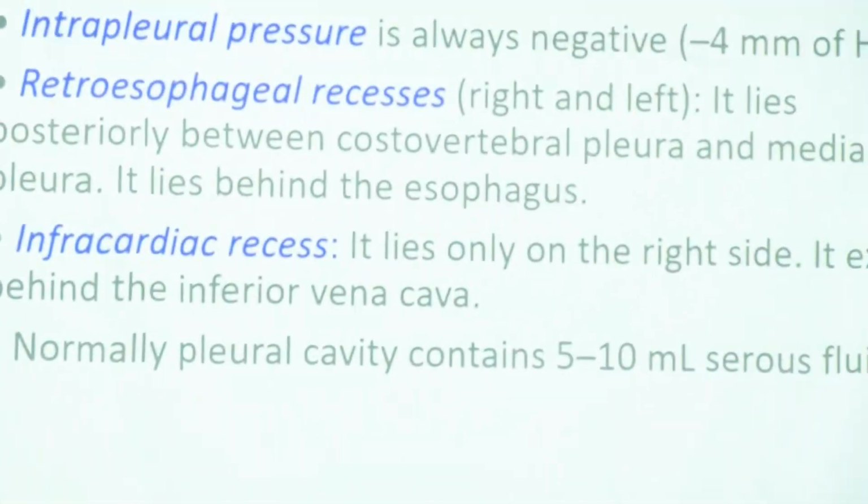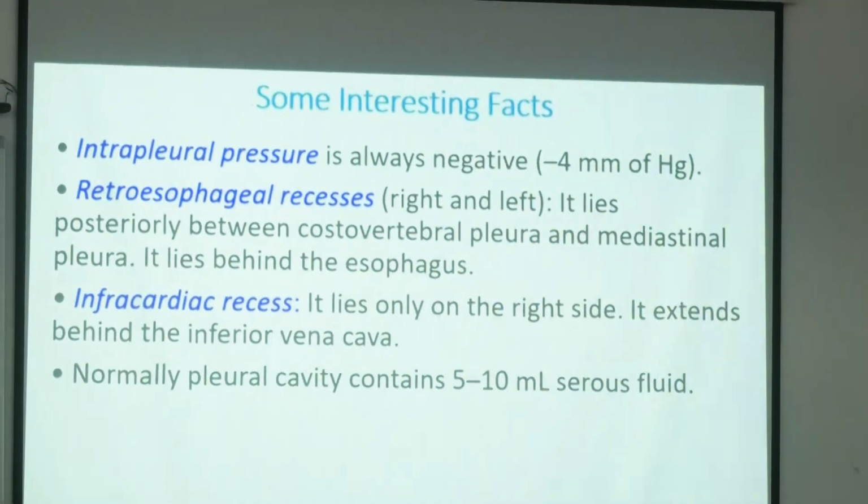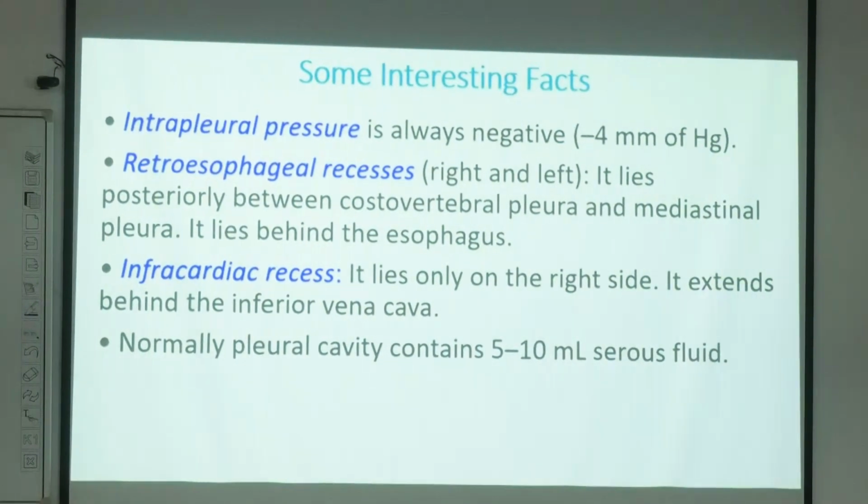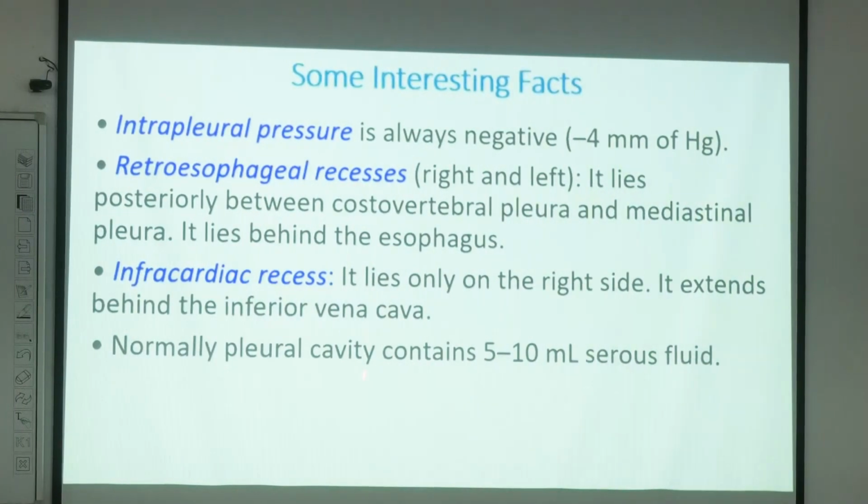And normally the pleural cavity contains 5 to 10 ml of serous fluid. This is also asked in Viva. What is the amount of pleural fluid? Normal amount. Okay, 5 to 10 ml of serous fluid is present in the pleural cavity. And in case of disease, the amount can increase.